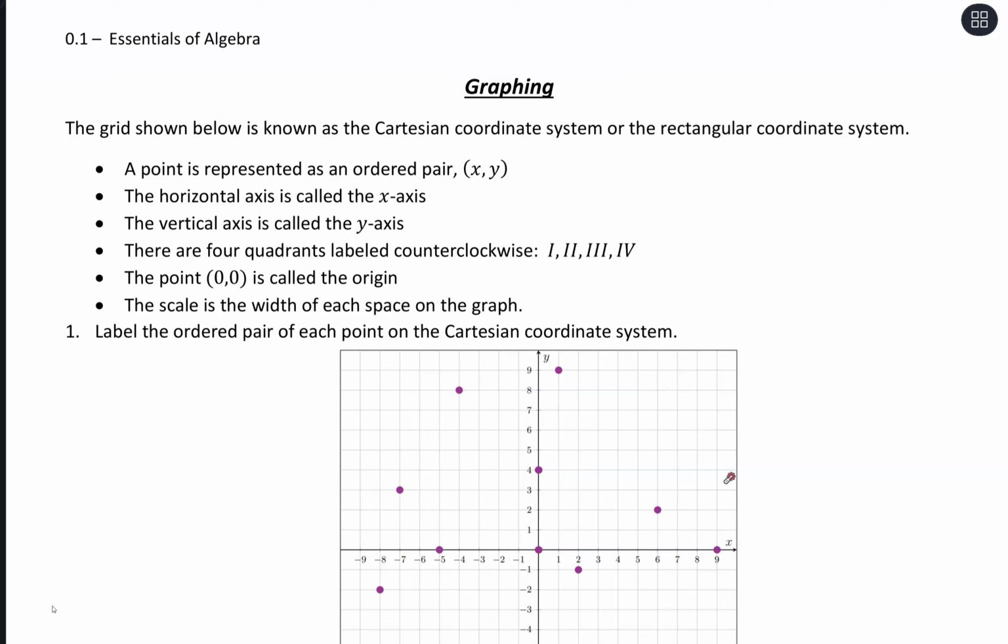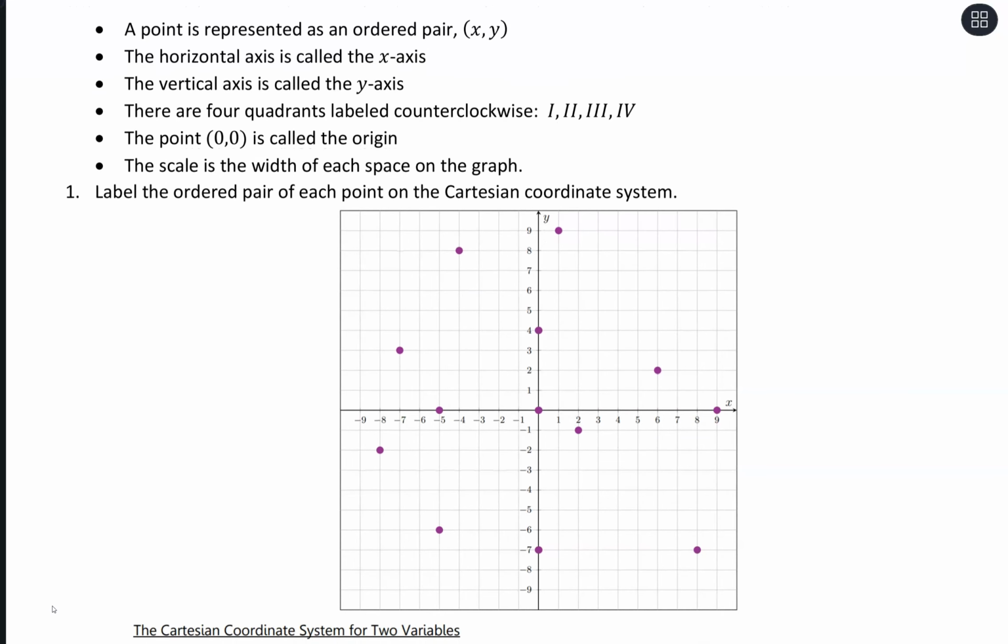Quadrant 1 is where everything's positive, x and y are positive. The second quadrant is where x is negative but y is positive. In the third quadrant, we have negative x values and negative y values. And then the fourth quadrant is where we have positive x, negative y. The point (0, 0) is the origin. It's kind of our starting point where x is 0 and y is 0.